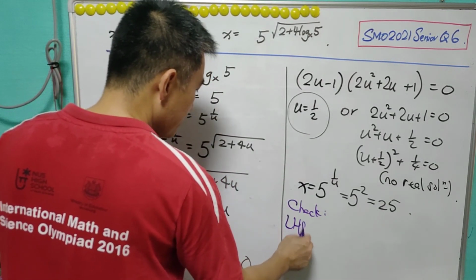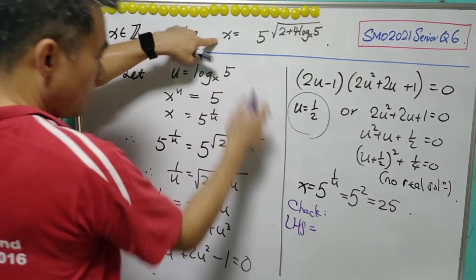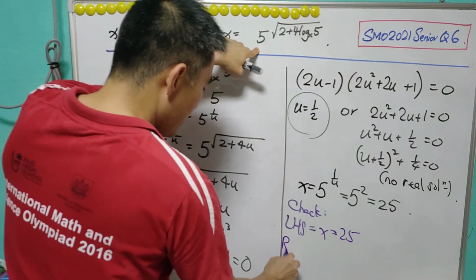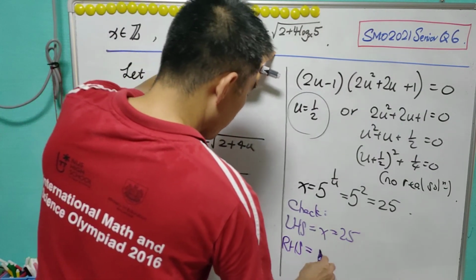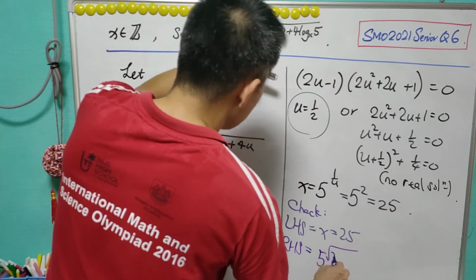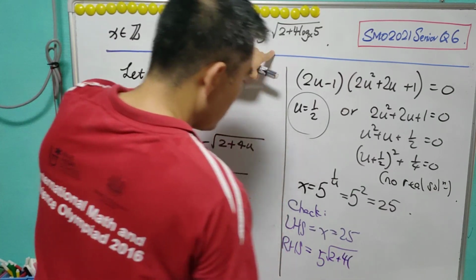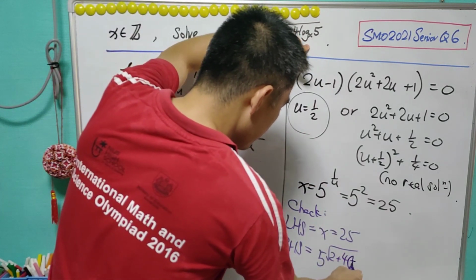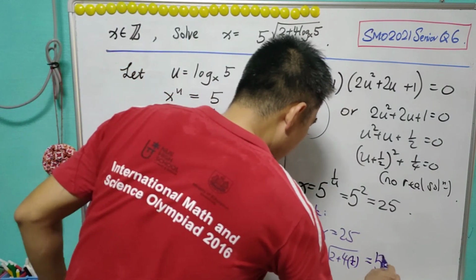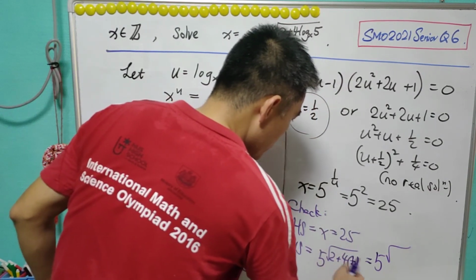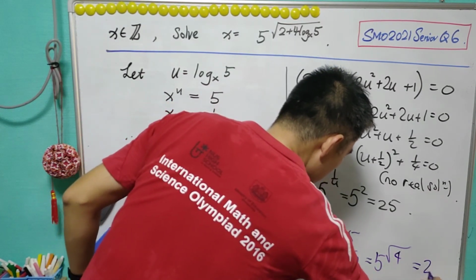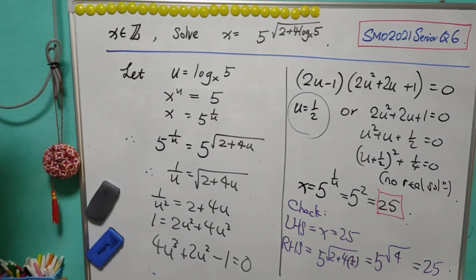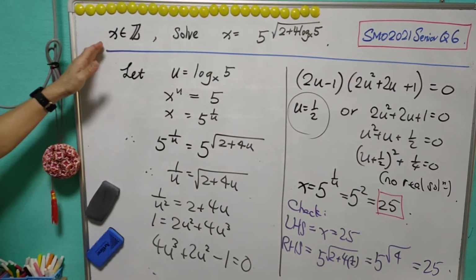So the left hand side of the original equation is equal to x, which is 25. And the right hand side is equal to 5 to the power of square root of 2 plus 4 log base x of 5, which is actually equal to u, that is equal to half. So this is 5 to the power of square root of 2 plus 2, that is 4, and that is also equal to 25. We confirm that x equals 25 is the answer for the question.